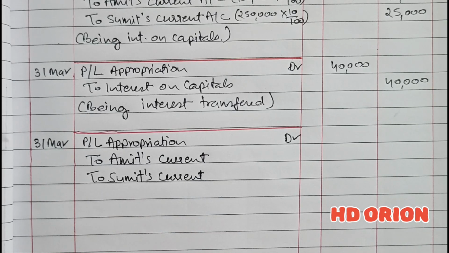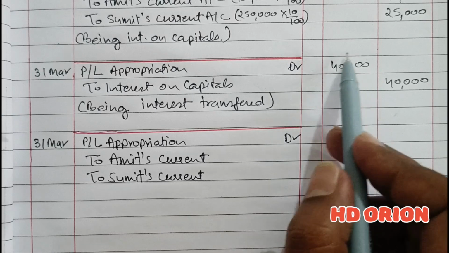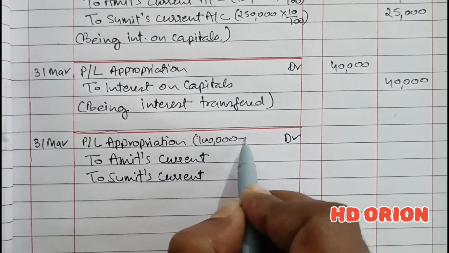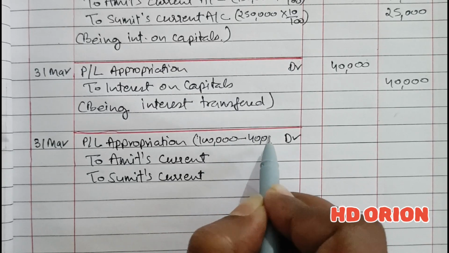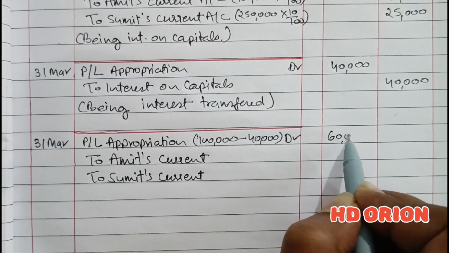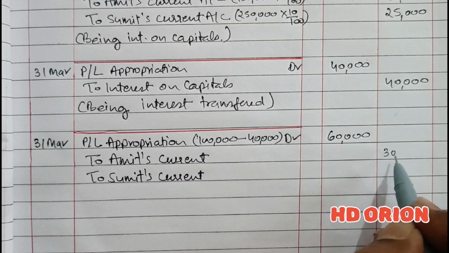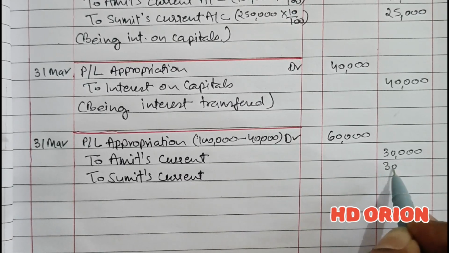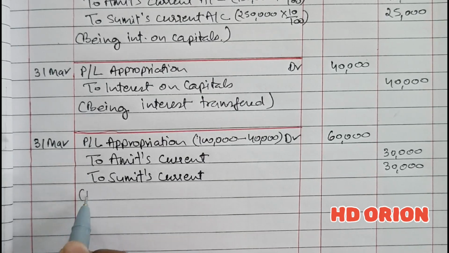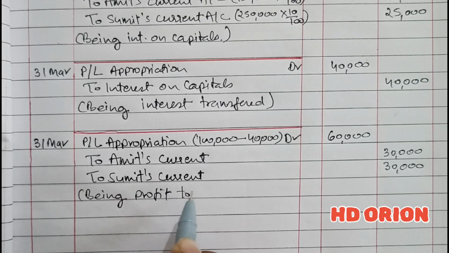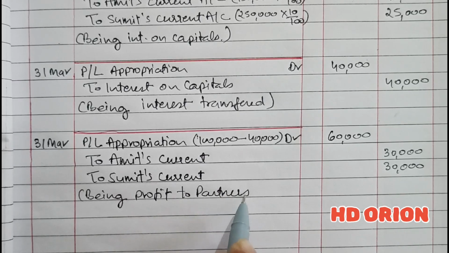So what was the profit earned during the year is rupees 1 lakh. Out of this, 40,000 is appropriated in the form of interest on capital. So the remaining 60,000 needs to be given to the partners, and as their profit sharing ratio is not given in the question, it is equal. So 60,000 divided into 2 equal halves is 30,000 each, being profit to partners in profit sharing ratio 1:1.